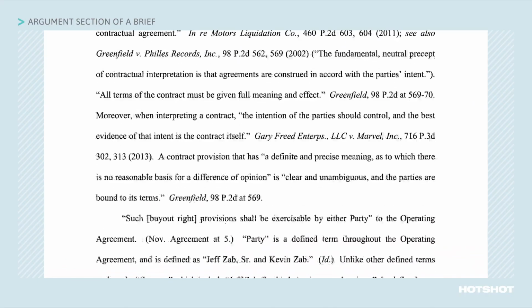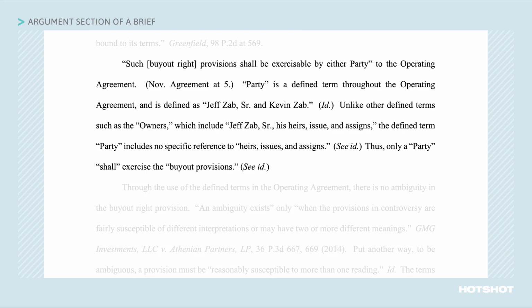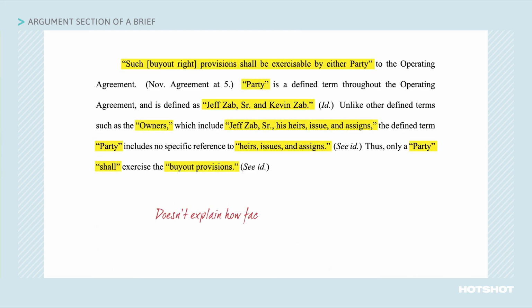Even if you're right on the facts and the law, if each of your points isn't well structured, your argument will fall flat. There are some common mistakes lawyers make when drafting points in their argument. They begin a discussion with facts of the case, like what a contract provision says, without first explaining how those facts tie to the broader argument.